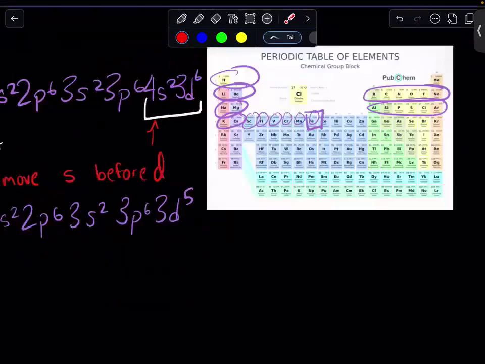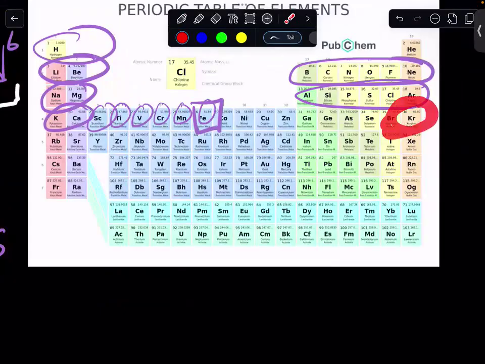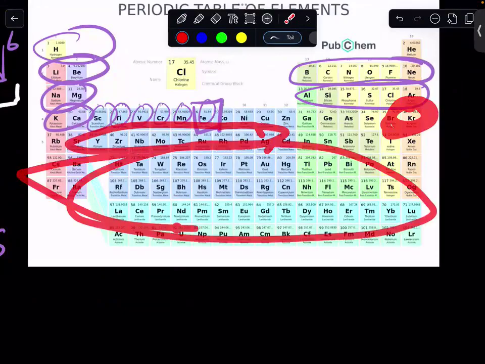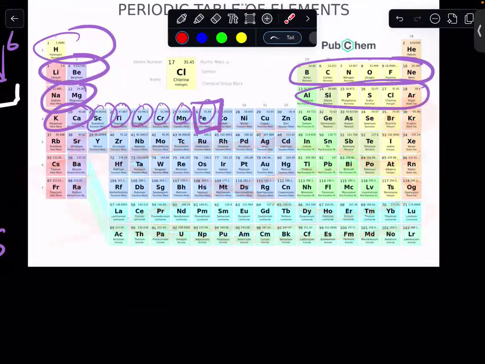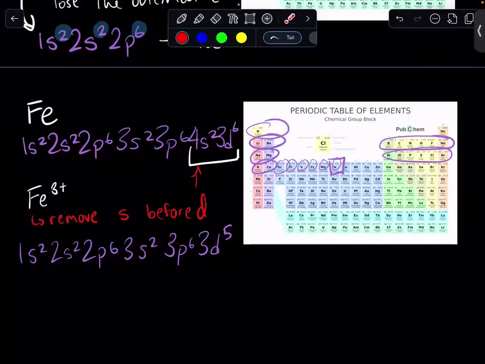And you only need to go to element 36 for the curriculum, so you only need to hit krypton. So you don't have to worry about anything weird under here. You don't have to worry about any of this stuff. Just up to krypton. All right. So that is our electron configuration.